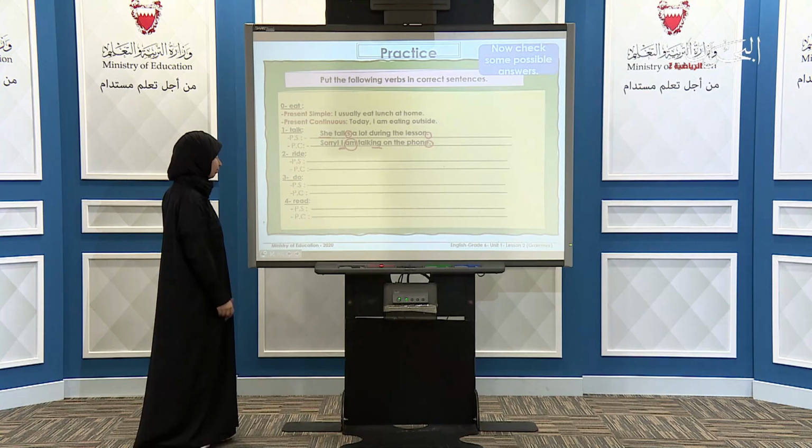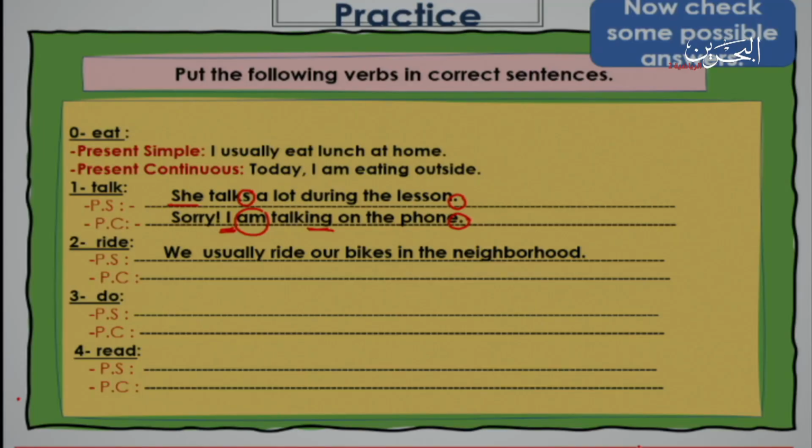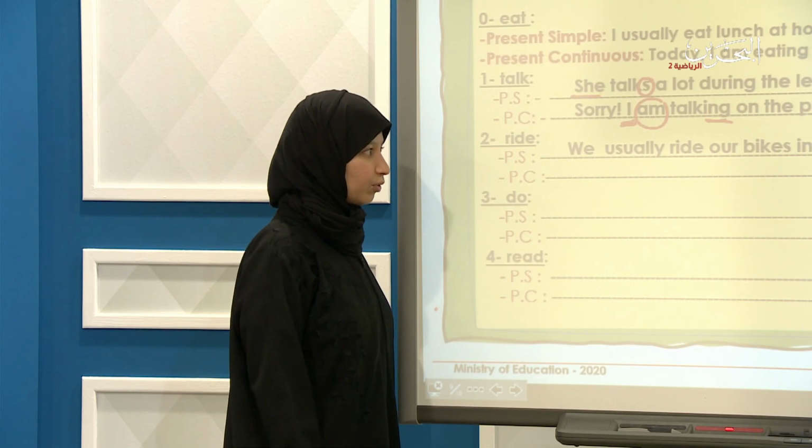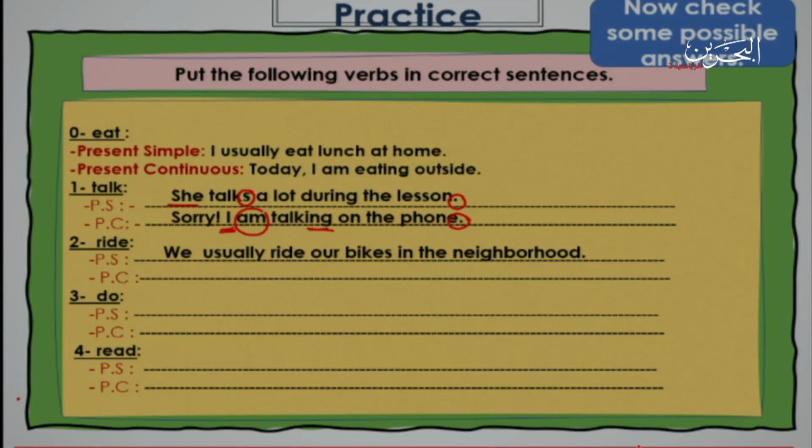The second example is ride. The present simple: we usually ride our bikes in the neighborhood. We have got ride because we have got the pronoun we. For the present continuous: they are riding bikes carefully.